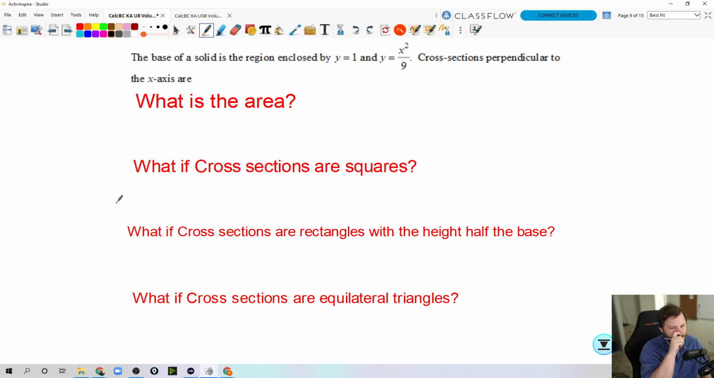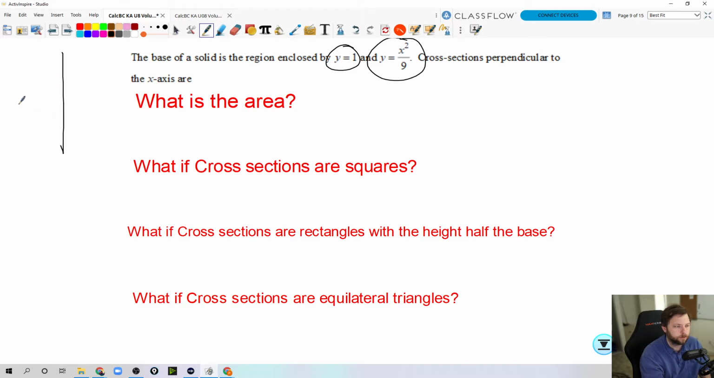Let's try something else. What if it's not obvious where those limits are, right? So I have a base of a region enclosed by y equals 1 and y equals x squared over 9. Let's assume I don't have a calculator. If you can visualize these graphs, it really would help you out. But let's say cross sections perpendicular to the x-axis.